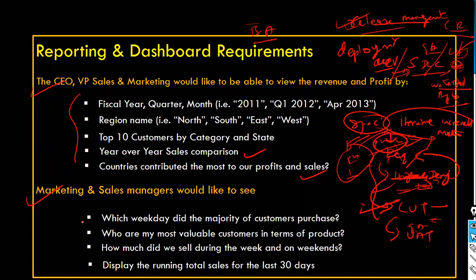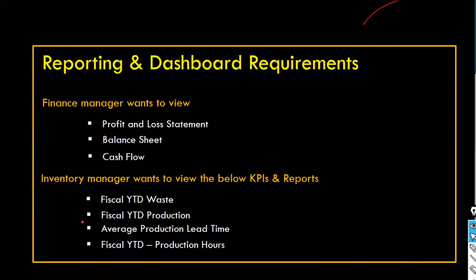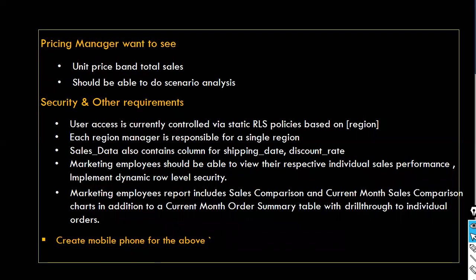Okay, these are the reporting and dashboard requirements. The finance manager is very particular about profit and loss, balance sheet, and cash flow. You need to remember all these things. The inventory manager wants to view the below KPIs and reports: fiscal year-to-date waste, year-to-date production, average production lead time, fiscal year-to-date production hours. The next one is the pricing manager. He wants to see the unit price band, band total sales, and should be able to do scenario analysis.